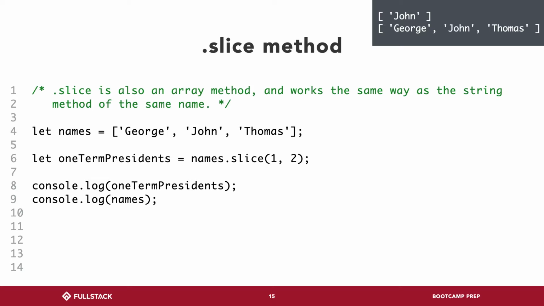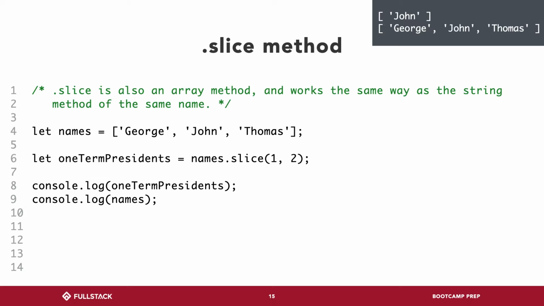Any questions? Yeah. Why is 1 and 2 correlated with George and Thomas? Wait, what do you mean? Well, you're putting George, John, Thomas into it, and then you're using those numbers to tell the function the slice numbers 1 and 2. How is that connected to George and Thomas rather than George and John?